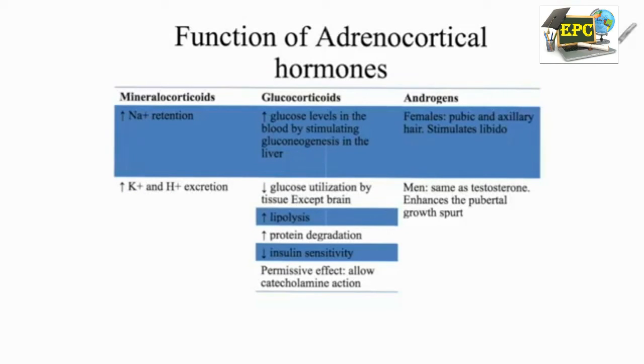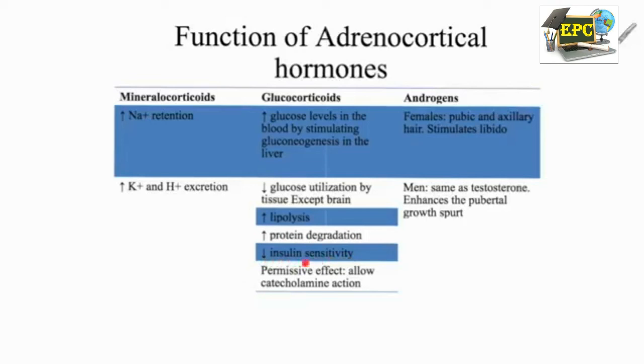And the function of the glucocorticoids, specifically the cortisol: it increases the glucose levels in the blood by stimulating the gluconeogenesis in the liver. It decreases the glucose utilization by the tissue, and it actually inhibits the tissue from taking up the glucose, thereby increasing more the glucose level in the blood. Except for the brain, of course, because the brain needs to utilize the glucose. Increases the lipolysis, increases protein degradation, and by this we actually increase the precursors to synthesize more of the glucose.